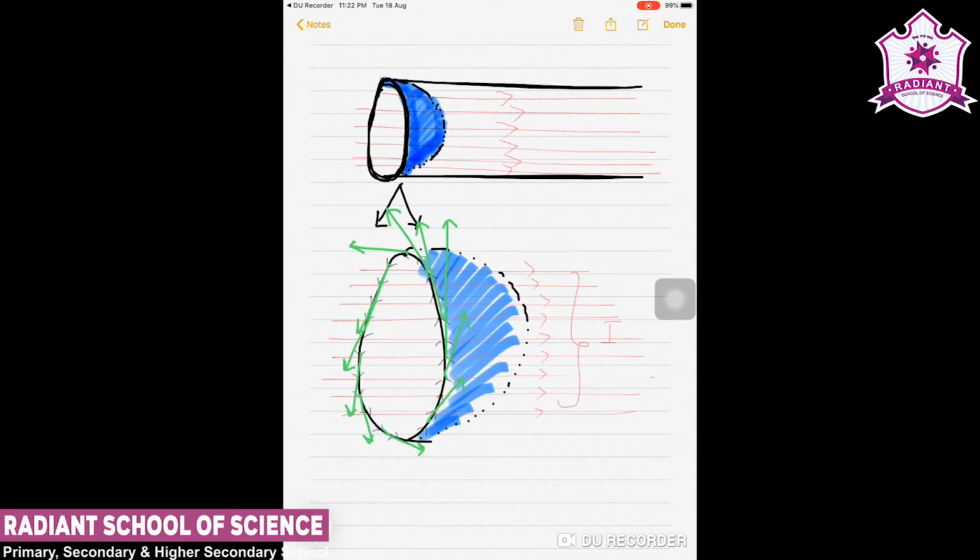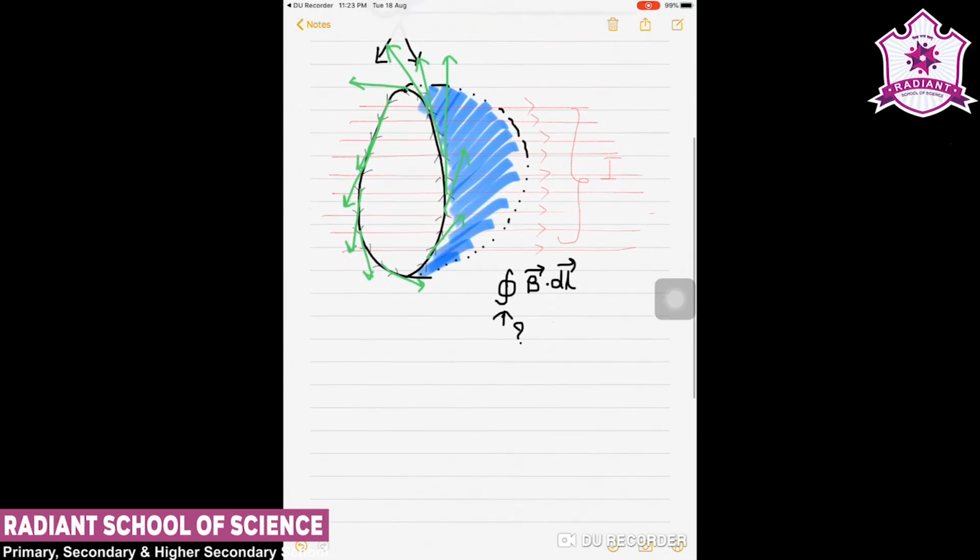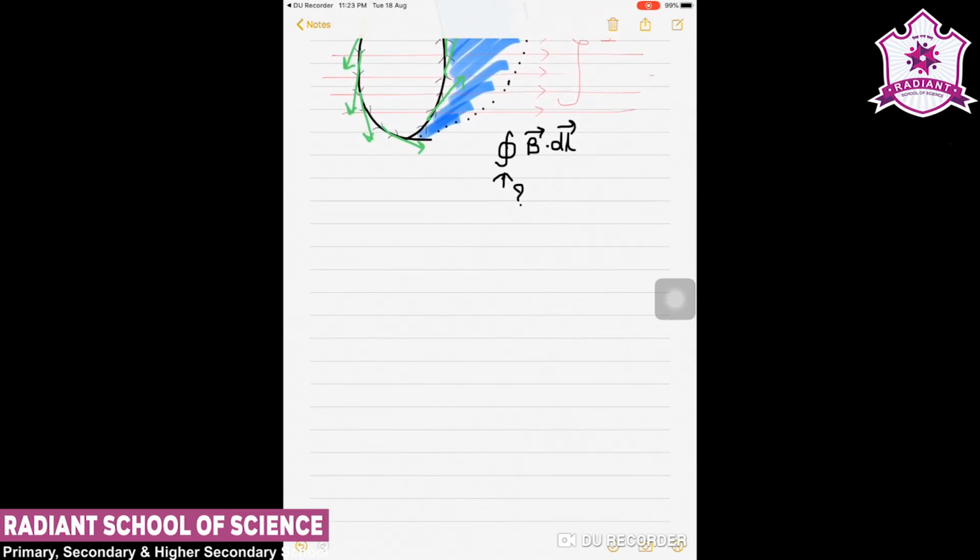Now, due to the explanation and the acceptance of Ampere's circuital law, we have the equation, closed integral of B dot dl. But where does this integral term come from? Our question is where this integral term comes from. So for that, what we will do is explain how this integral term comes.